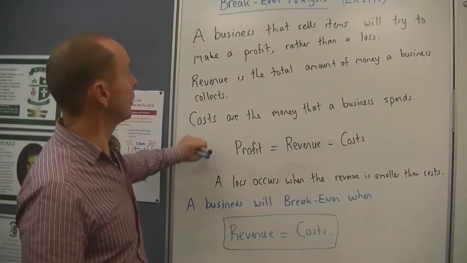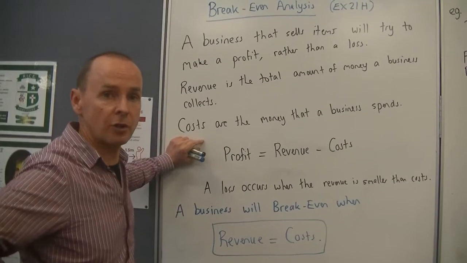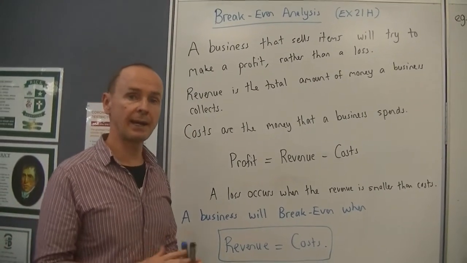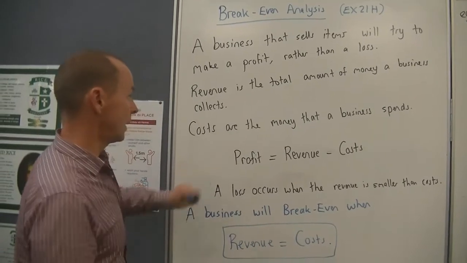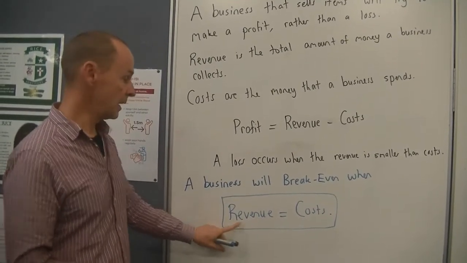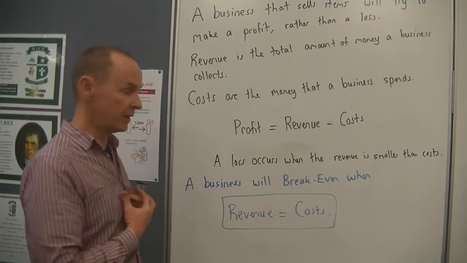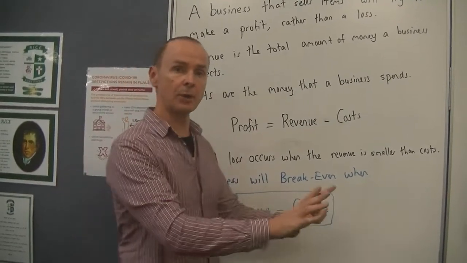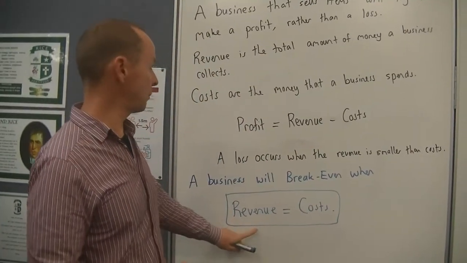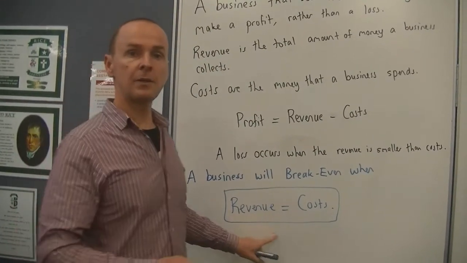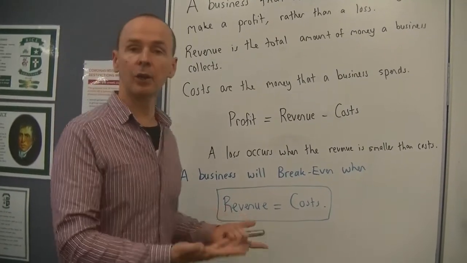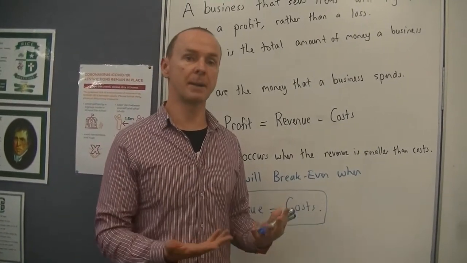Alright, so break-even analysis occurs when a company makes no money, they break even, that's when their costs are equal to the revenue. Can you see that? So the revenue, the money they collect, is exactly the same as the money they put out. That means they've made no money at all. The reason why the break-even point is important is because that works out how many items they have to sell to break even. Then they know that if they sell more than that, they've made a profit.